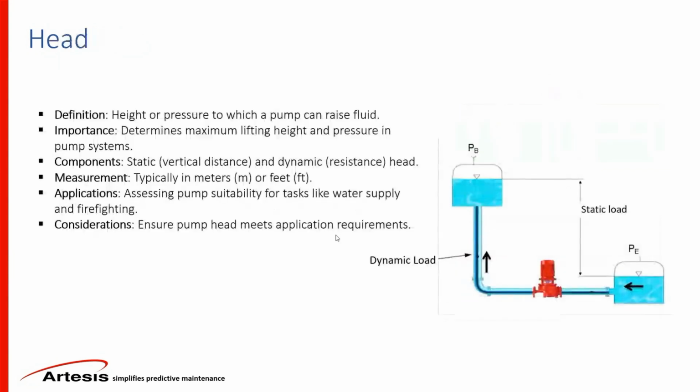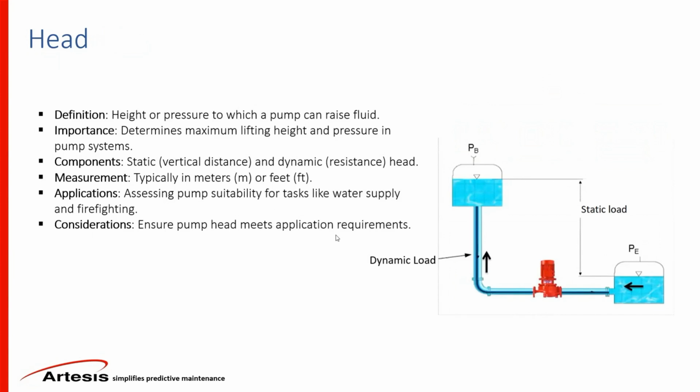The second parameter was head. So again, head refers to the height to which a pump can raise the fluid against gravity, or the pressure energy imparted by the pump to the fluid. So this indicates the maximum height the pump can overcome, again, to move the fluid through a system. This is very critical for applications requiring lifting the fluid to elevated locations or overcoming the resistance in pipelines.